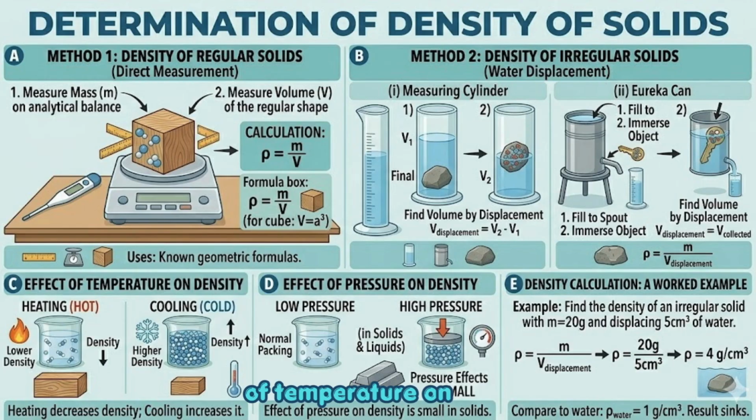Effect of temperature on density. Heating decreases density, while cooling increases it. Effect of pressure on density. Higher pressure increases density, especially in gases. Effects are small in solids and liquids.